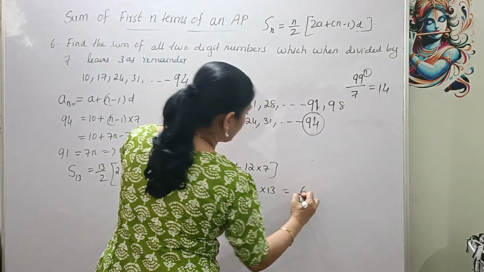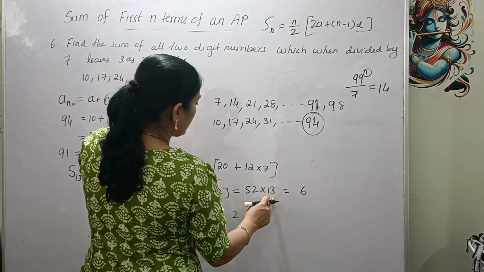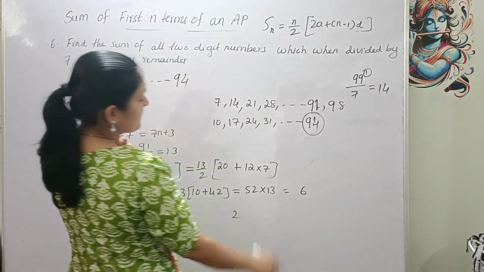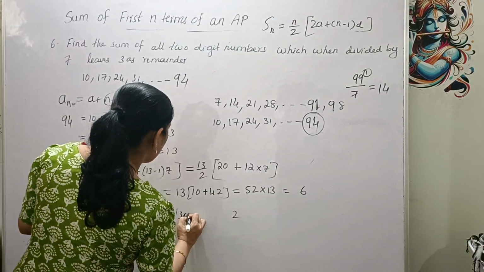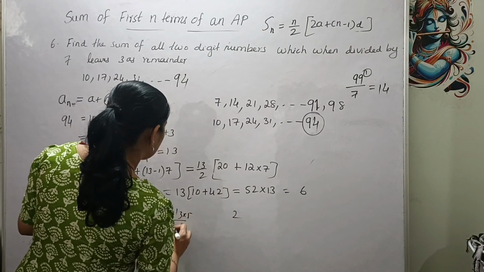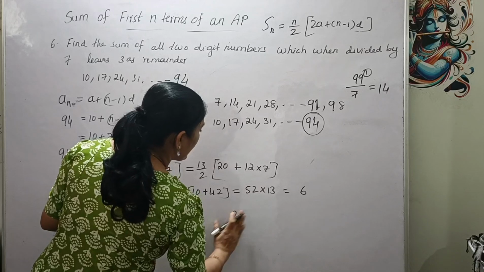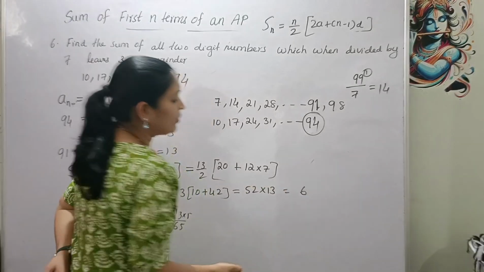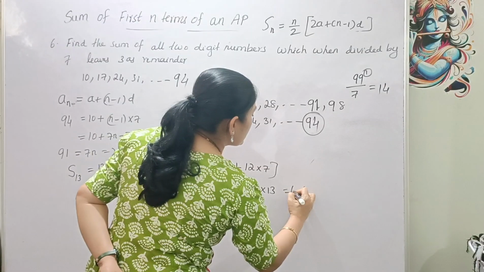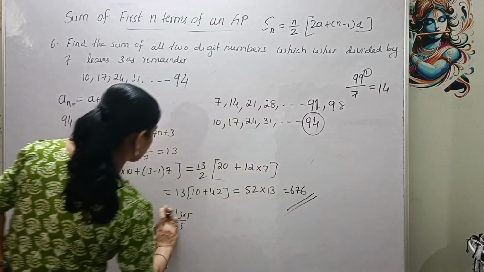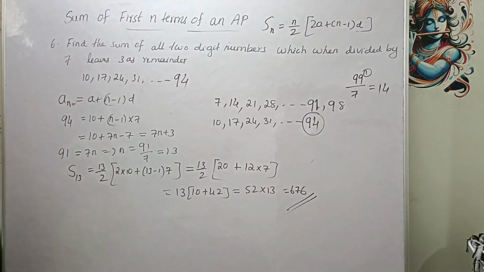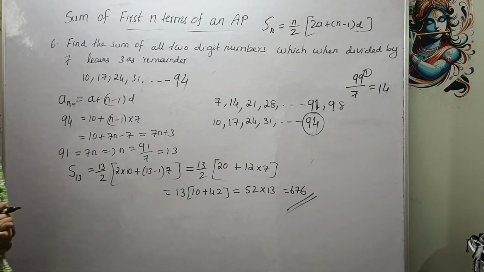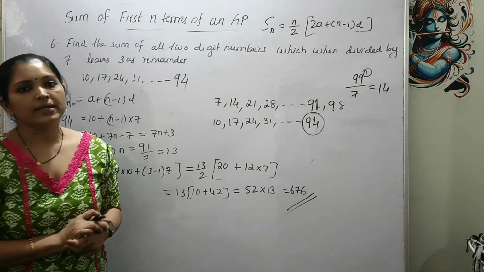Okay. That is equal to 13 into 2, 26, plus 13 into 5, which is 65. 65 plus 2, that is 67. So 676. So what is the sum? The sum of all two-digit numbers which when divided by 7 leave 3 as remainder is 676.